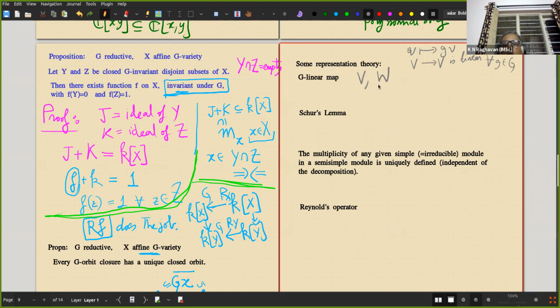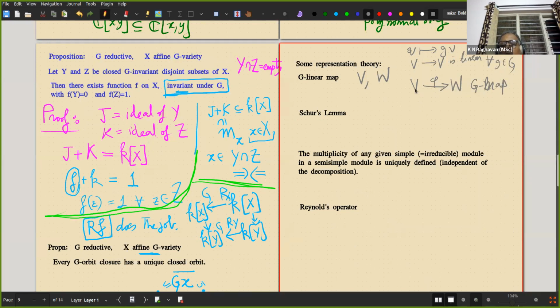That's what a representation in the abstract is. Right. What is a G linear map? So if I have such a thing, what is a G linear map? Well, φ is called G linear, or a G map. Let's call it just a G map.